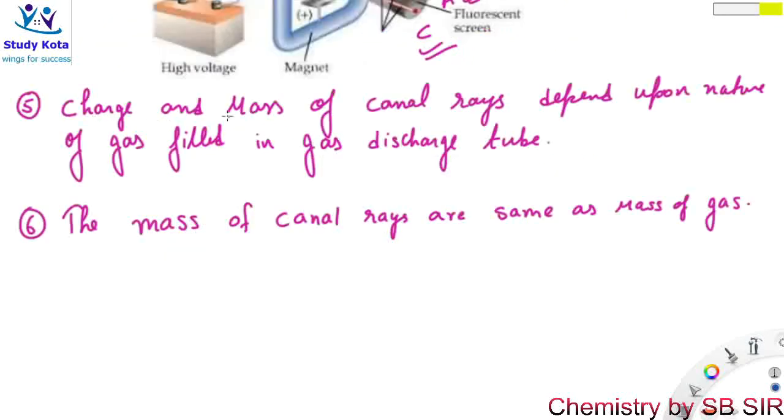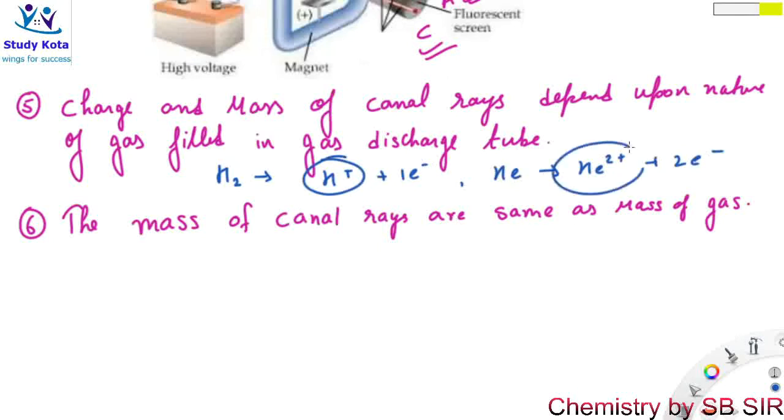Property number 5. The charge and mass of canal rays depend upon the nature of gas filled in the gas discharge tube. The charge of canal rays depends upon the type of gas filled. For example, if hydrogen H2 is filled, then it is converted to H plus and 1 electron. If helium is filled, it is converted to He 2 plus and 2 electrons. We can say that the charge over here is +1, and the charge over here is +2.